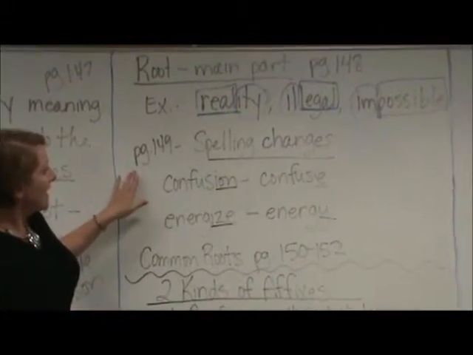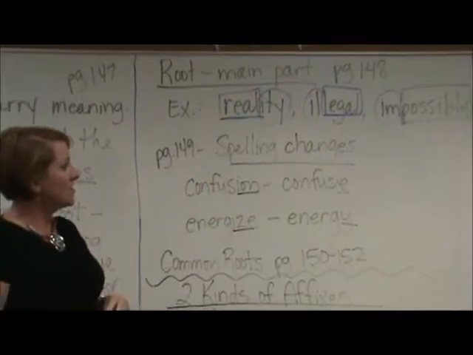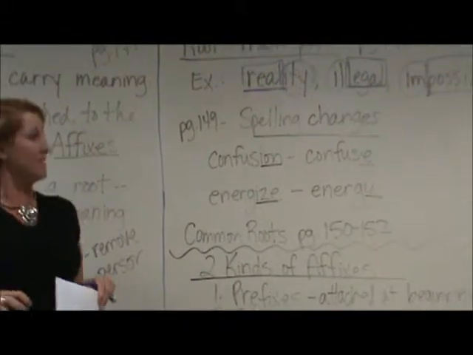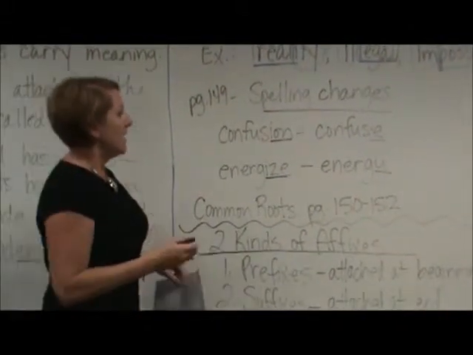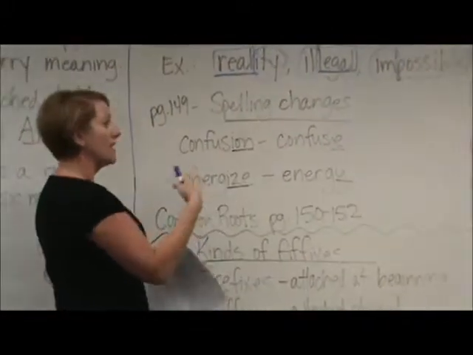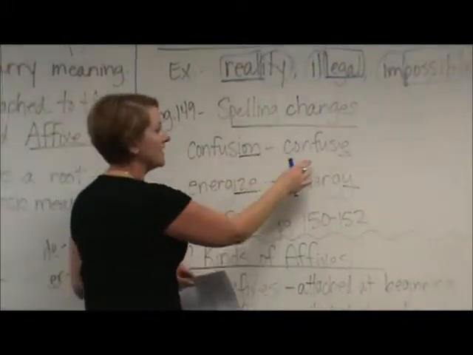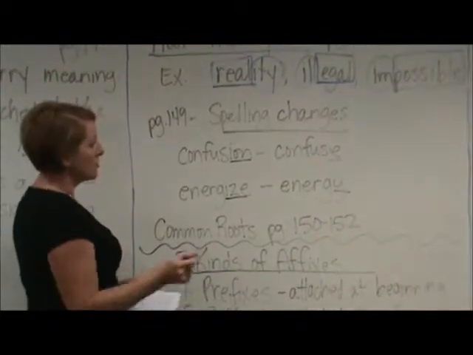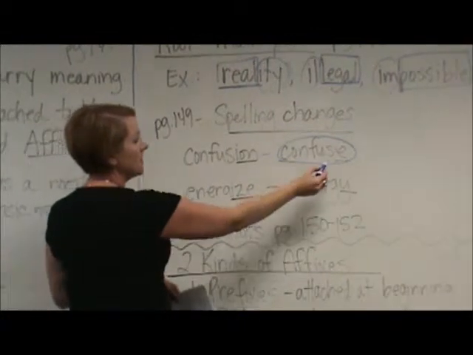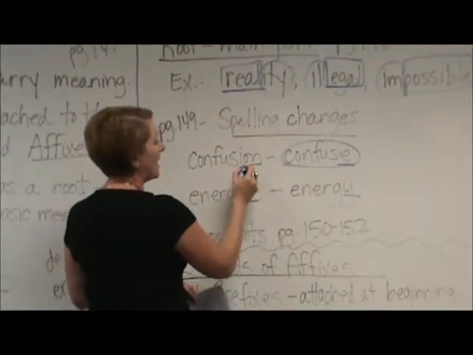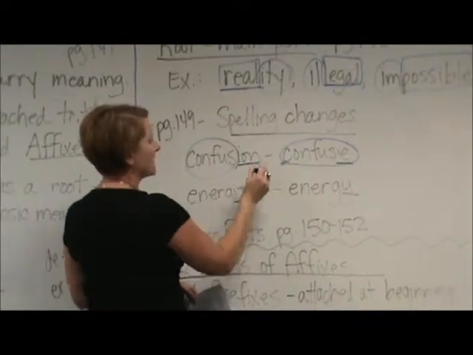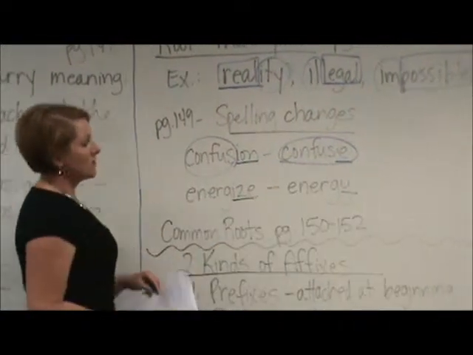On page 149, it talks about spelling changes. So sometimes there are spelling changes when you add affixes. Okay, for example, if I took the word confuse and made it confusion, or vice versa, if I took confusion and made it confuse, first of all, our root is confuse. When it becomes confusion, you remove the E and you add ION. So this is still our root, but this affix made the spelling of confuse change a little bit.